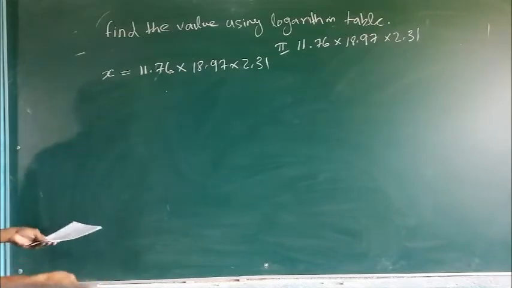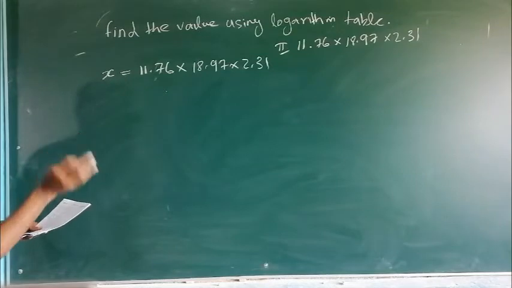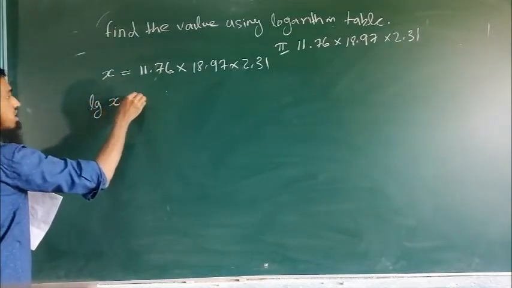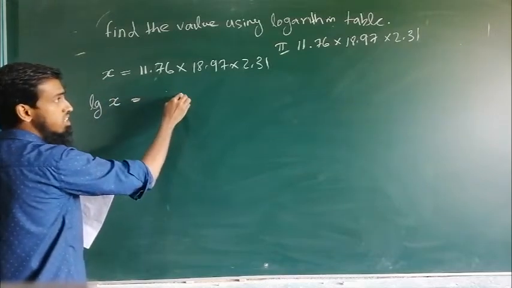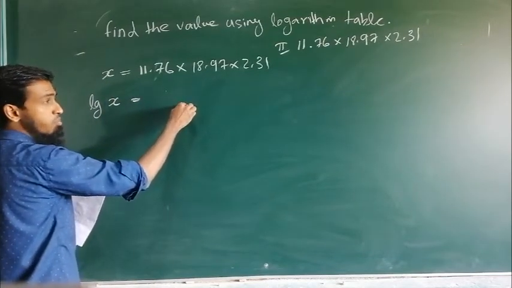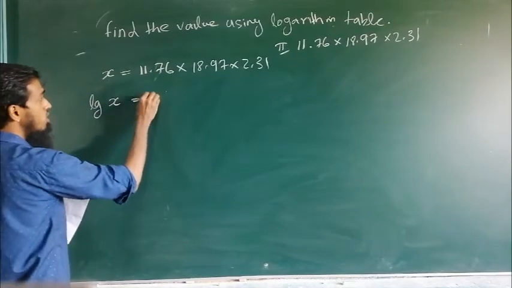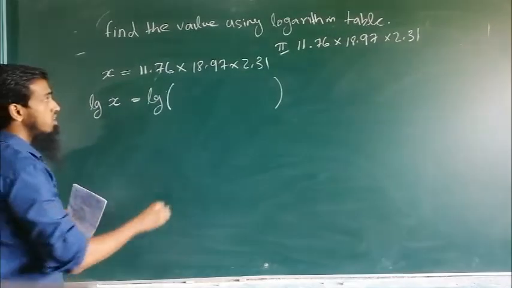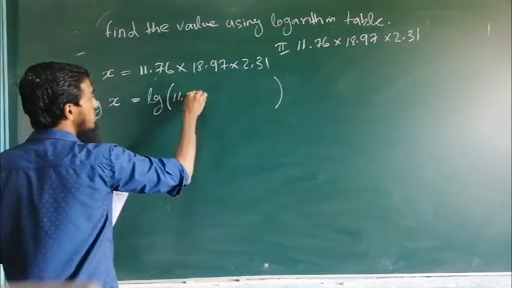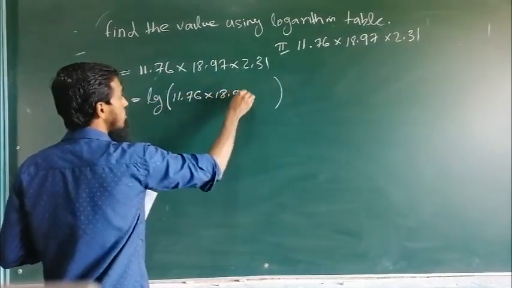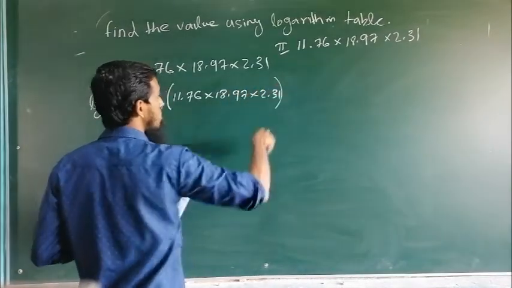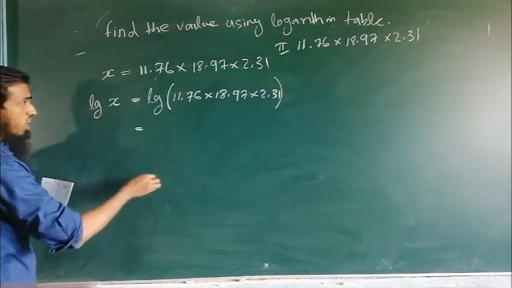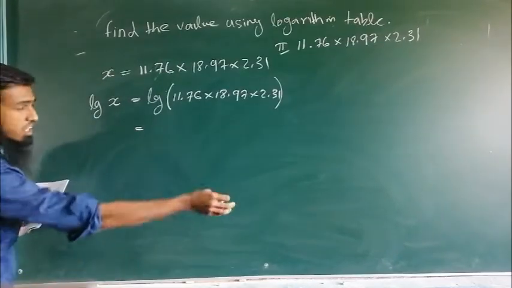So we need LG sign both sides of the equation. So write LG sign on both sides of the equation, LG x. So consider this step. Right side of the equation, you need to write within bracket what you have been given always. So 11.76, 18.97, 2.31. Okay, we have LG on both sides. Now we are considering the right hand side.